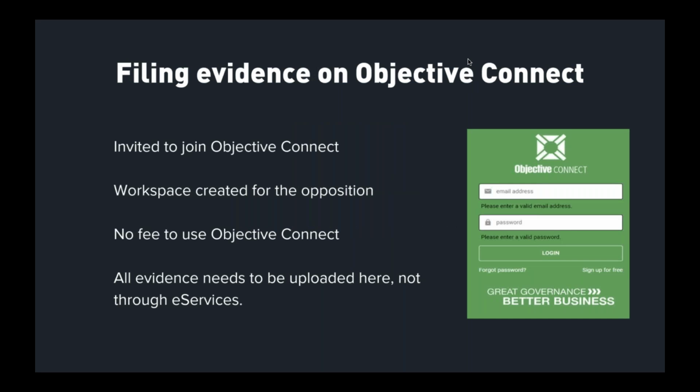Filing evidence on Objective Connect. Once a notice of intention to defend is processed by IP Australia, both parties will be invited to join Objective Connect via email. The email invitation will be sent to the email address of the opponent provided on the Statement of Grounds and Particulars, and the email address of the applicant provided on the Notice of Intention to Defend. A workspace will be created for the opposition on Objective Connect. There is no fee to use Objective Connect.